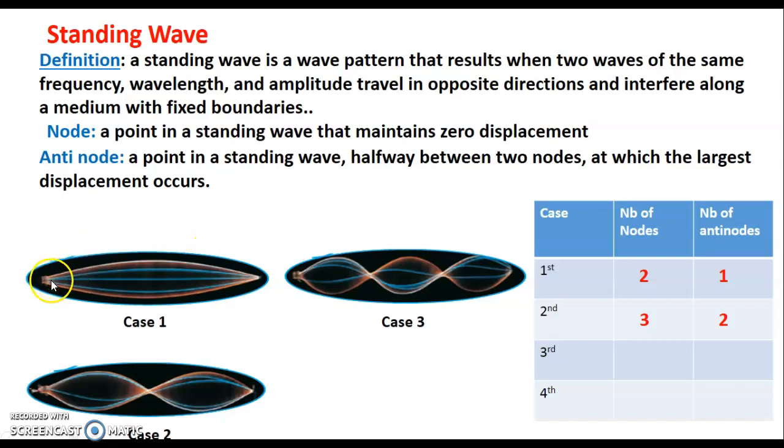So in case 1, this represents half a wavelength. In case 2 now, a whole wavelength is shown. In case 3, one wavelength and a half. We are going to discuss this in detail in the next slide.